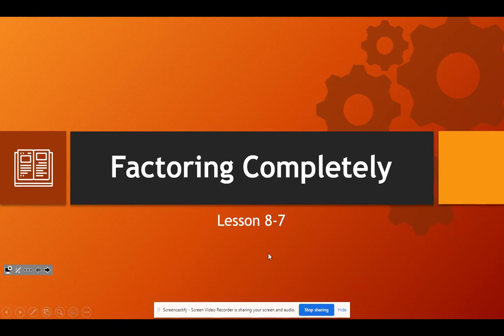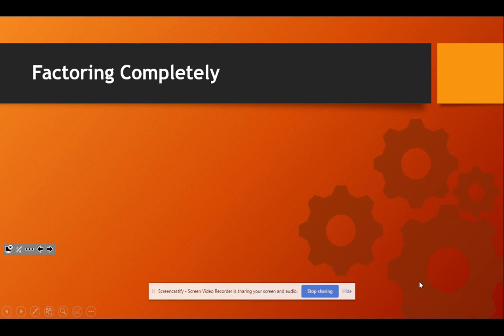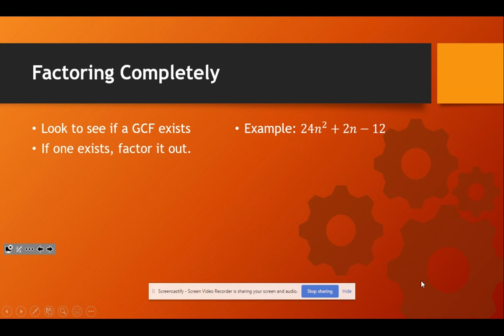This is lesson 8-7, factoring completely. The steps for factoring completely is to always start by looking to see if the GCF exists. If one exists, you need to factor it out.